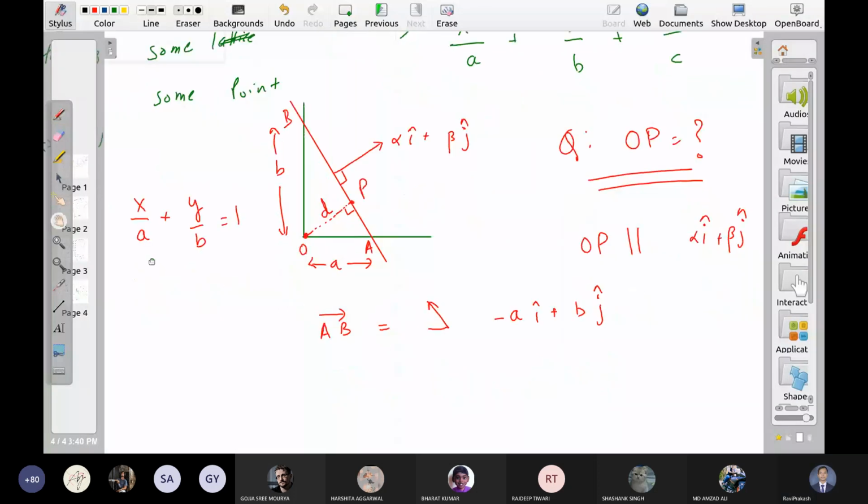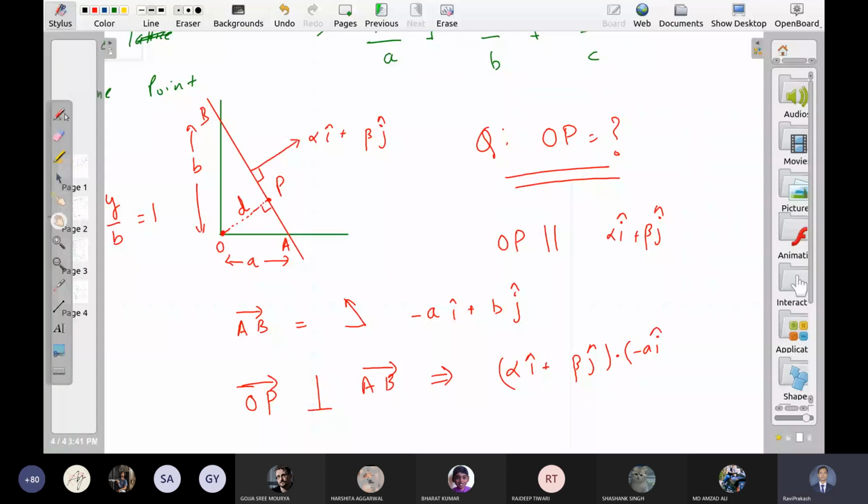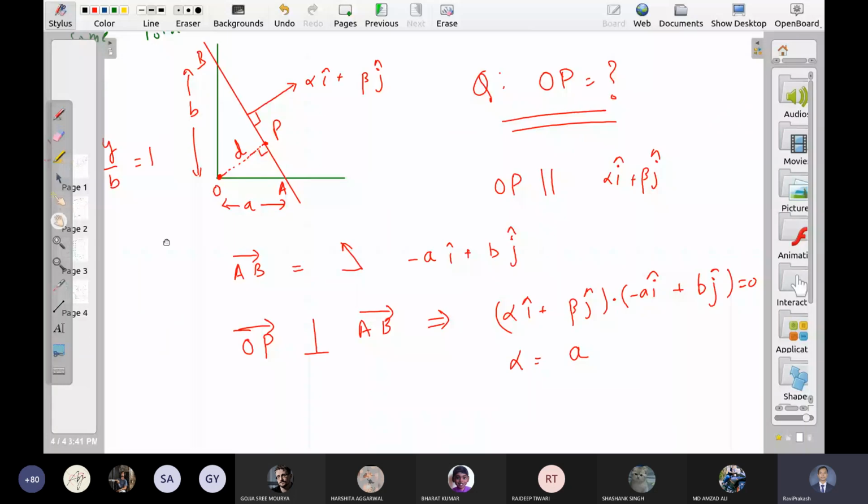OP is perpendicular to AB. What does this mean? (alpha i cap plus beta j cap) dot (minus A i cap plus B j cap) has to be equal to 0. This simply means that alpha is equal to B and beta is equal to minus A, right?